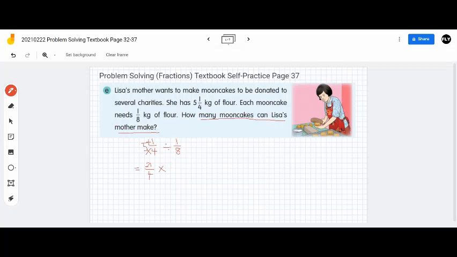The inverse of 1 over 8 is 8 over 1. Can it be simplified? Yes, by the multiplication table of 4. 4 times 1, 4. 4 times 2, 8. 21 times 2 is 42. 2 over 1 times 1, 1. We know that 42 over 1 is also 42. So Lisa's mother can make 42 mooncakes.